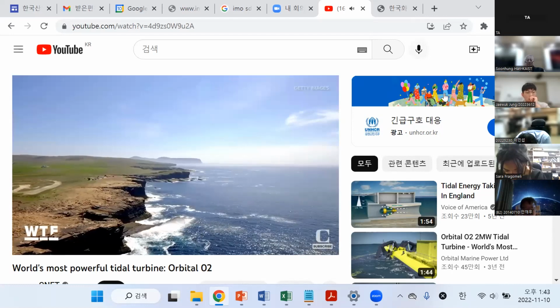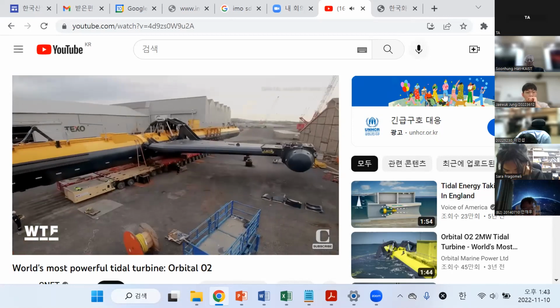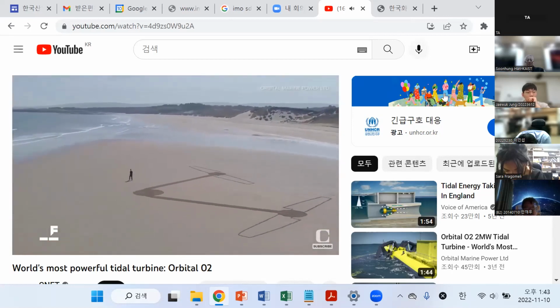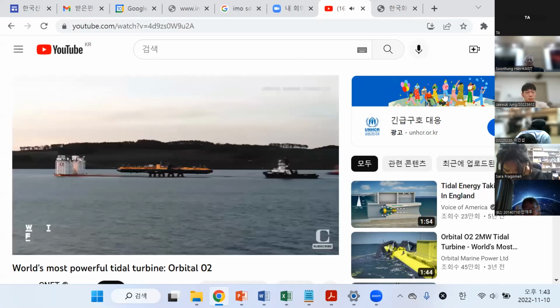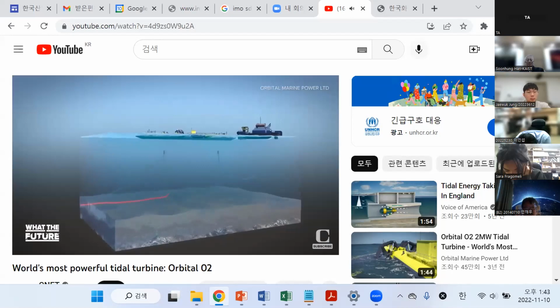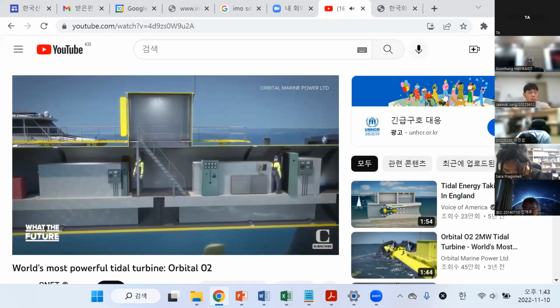That is Orbital CEO Andrew Scott. He says the O2 can generate enough clean energy to power around 2,000 homes. So let's look at how it works. The main tube structure floats on the surface and is moored by an anchoring system. Inside that, you'll find most of the electrical equipment.